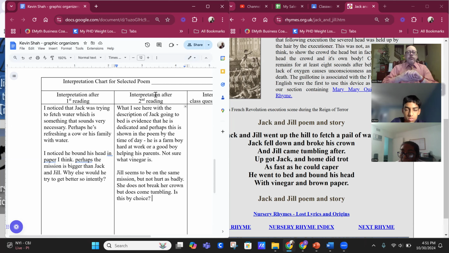So what I see here is the description of Jack going to bed. The description of Jack going to bed is evidence that he is dedicated, and perhaps this is shown in the poem by the time of day. Is a farm boy hard at work or a good boy helping his parents? Not sure what vinegar is. I'm breaking my own rule, I should stop that. Okay, sorry. Not sure what vinegar is. Jill seems to be on the same mission, but not hurt as badly. She does not break her crown, but does come tumbling. Is this by choice?